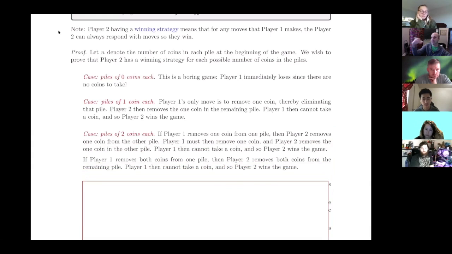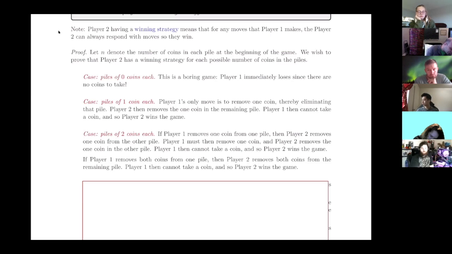What we need to prove is that this statement is true: that player 2 has a winning strategy no matter how many coins are in each pile. So we're thinking about 0, and then 1, and then 2, and then 3. We could sit here for a while and try 4, 5, 6, 7. We want to show this for any number of coins, so even with 1,000,000 coins in each pile, player 2 would still have a winning strategy.